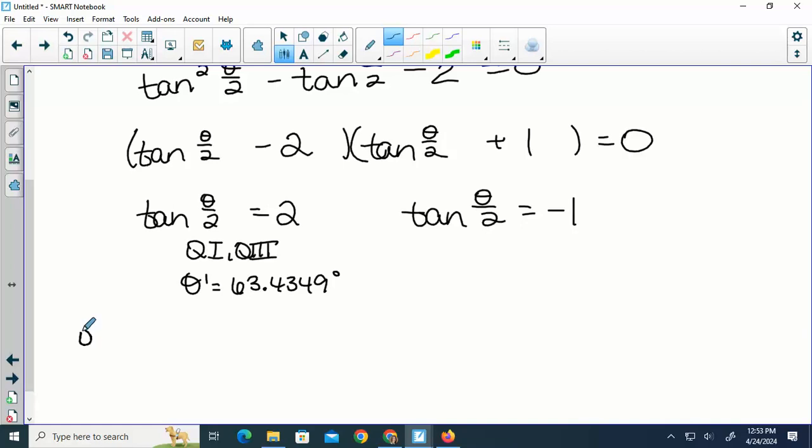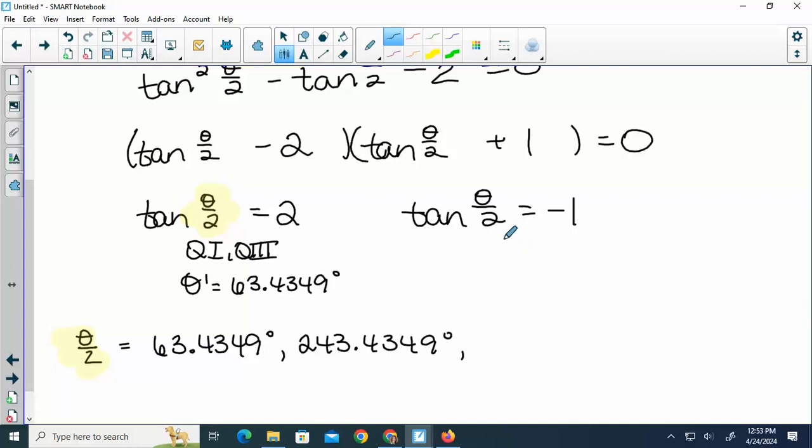So that means my angle, whatever this angle is, carries down. In quadrant 1, my reference angle is my angle. What would we do for quadrant 3? Add 180. So those are the answers for that one.